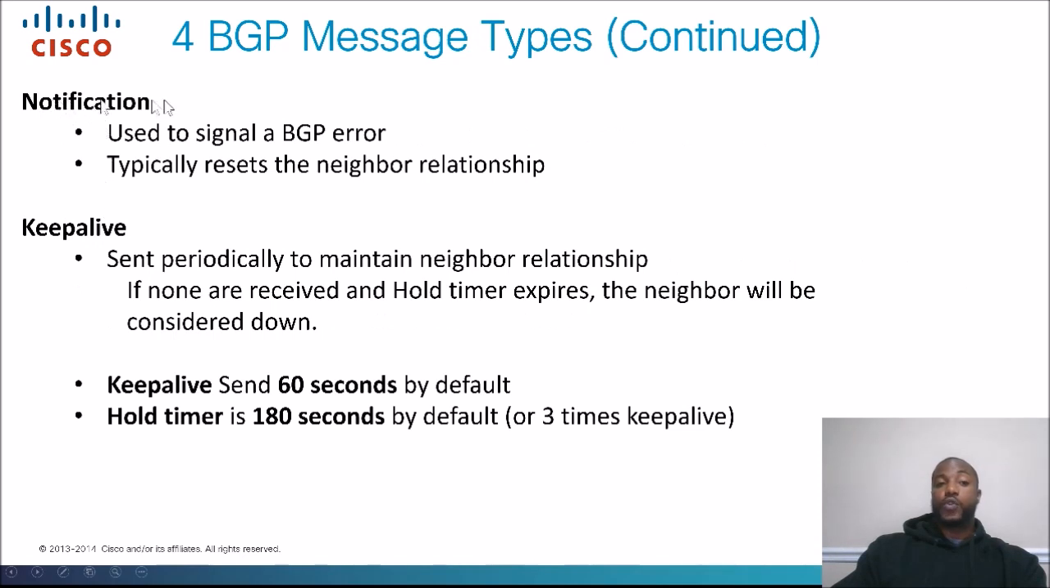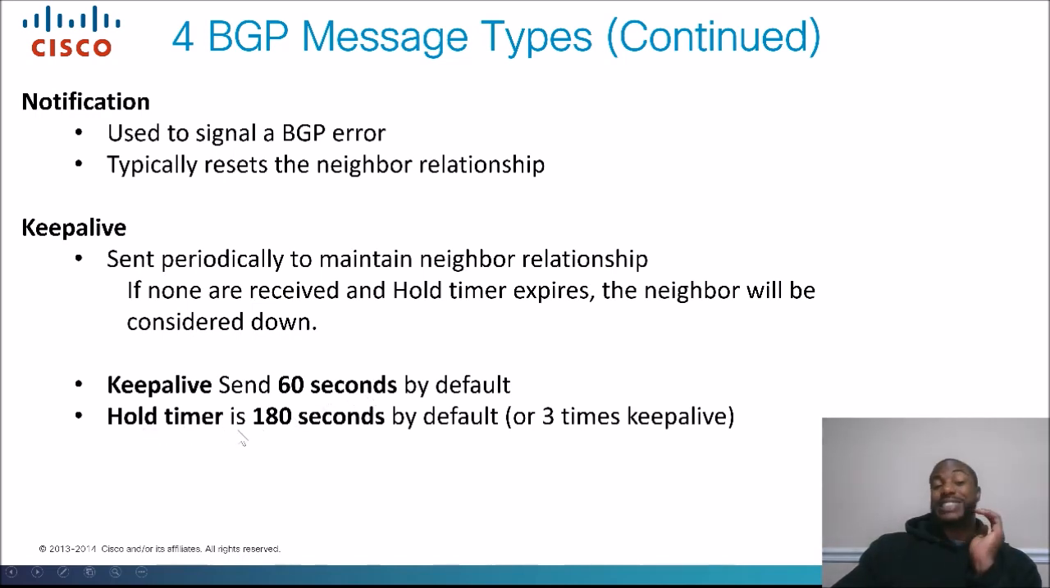The other 2 are notification, which is used to signal a BGP error and resets the neighbor relationship. So if we do a clear IP BGP *, you'll see a notification message. And then a keepalive, which is similar to a hello message, right? A keepalive is sent every 60 seconds by default.